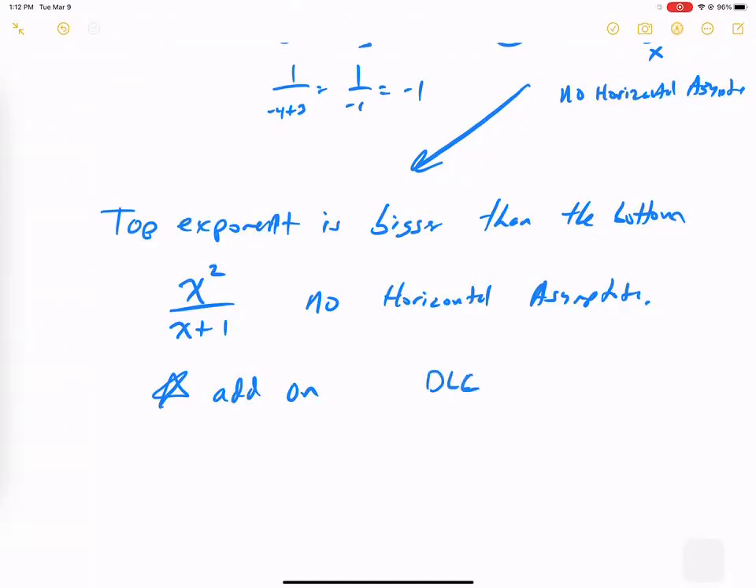Is that if the top is bigger by exactly 1 exponent. The top is bigger by exactly 1 exponent. I promise you we have a slanted asymptote. Nope, that's asymptote this way. A-S-Y-M-P-T-O-T-E, asymptote. And that's our general rule.